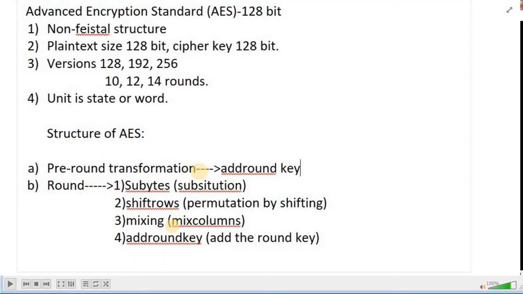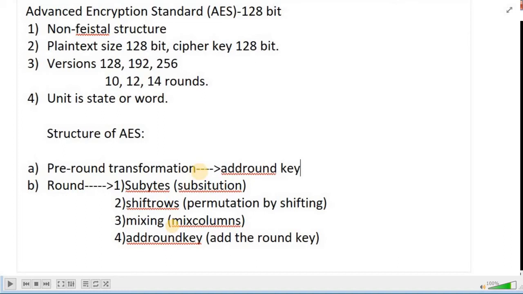So what is the structure of the AES? The structure of the AES is divided into two parts. The first one is called the pre-round transformation and the second one is called the rounds. In the pre-round transformation we just have to add the round key into our plain text. And what about the round structure? The round structure will carry four types of transformation.